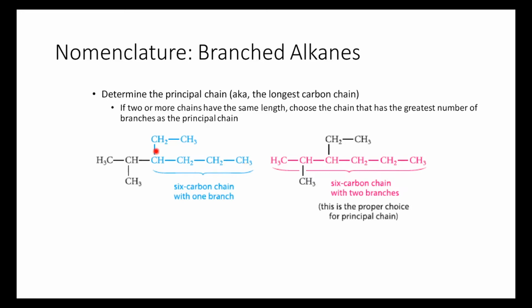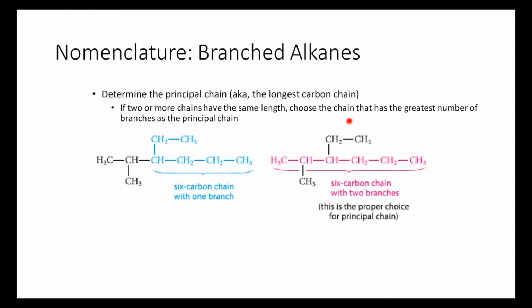In this blue one right here, this is one of the possibilities of principal chain we're looking at. What is attached to it is this right here. That is a branch. It's not the principal chain, but it's attached to the principal chain. So this possibility has only one branch. If we look at this one right here, we can see that this is a principal chain in pink that we're thinking is a possibility.